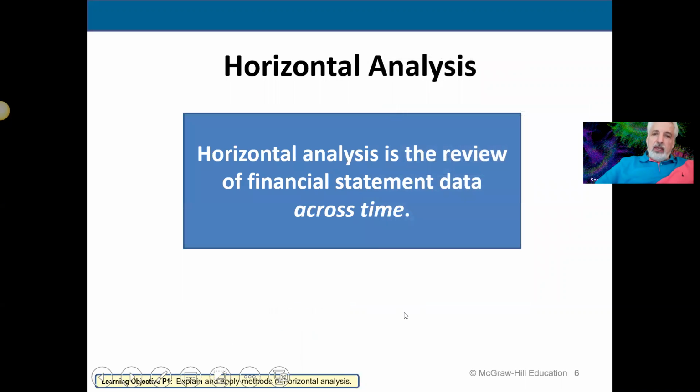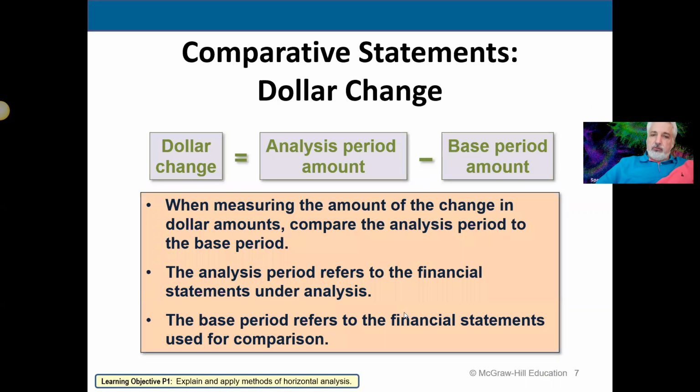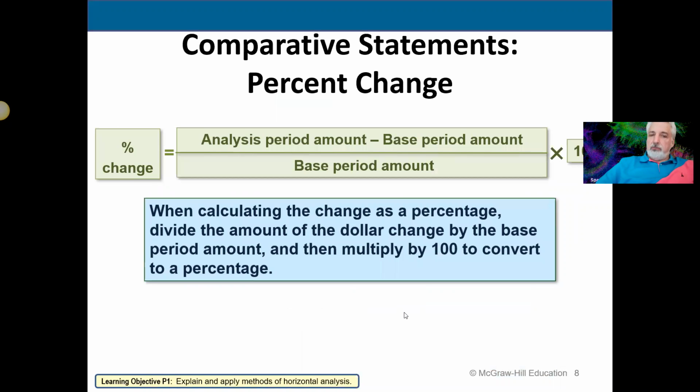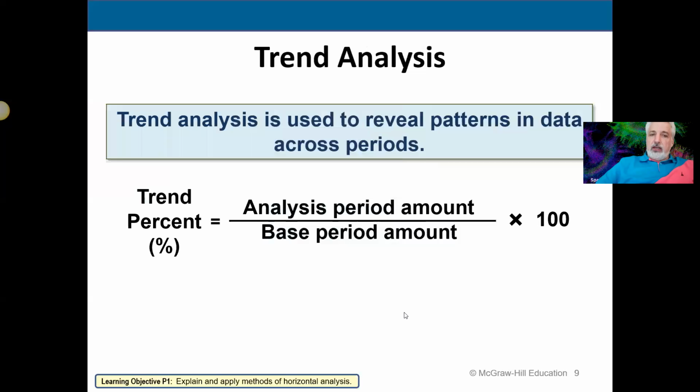So if we go ahead and we get horizontal analysis, review of financial statements over time, we just talked about. And again, this will reinforce what we talked about: the dollar change, the analysis period amount, the future amount, over the previous amount, the base period amount. And you divide that by the base period amount. Multiply by 100%, so we're trying to get percentages. And then trend analysis. We have the analysis period amount.